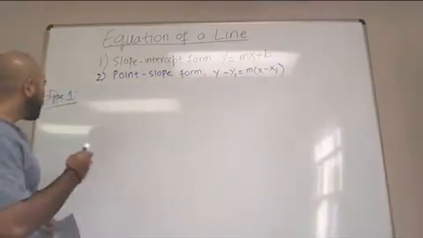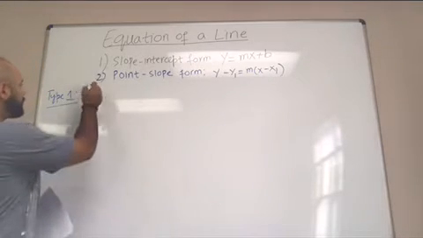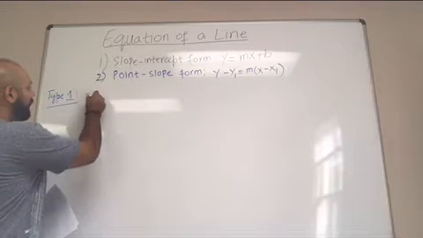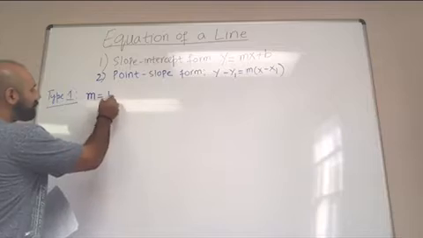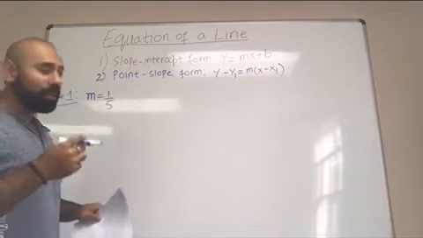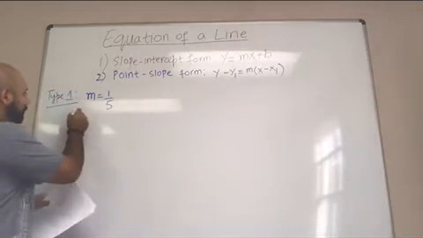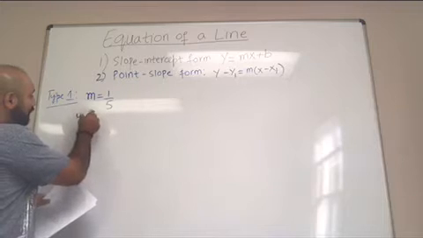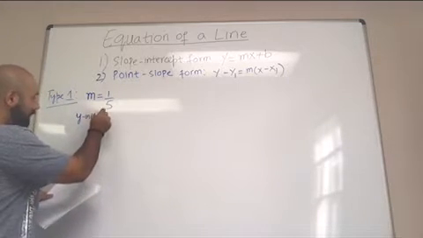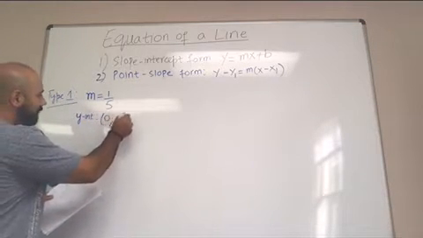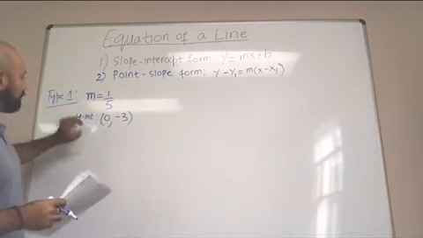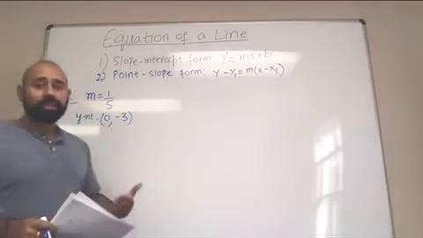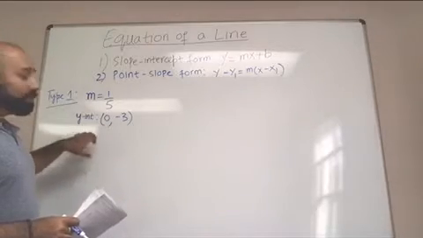The first one, what is already given to us is this information. M equals 1/5, which means the slope of this line is 1/5. And then the other piece of information which is provided is the y-intercept. The y-intercept is (0, -3). So this is already given to us, and we want to write an equation of a line given these two pieces of information.